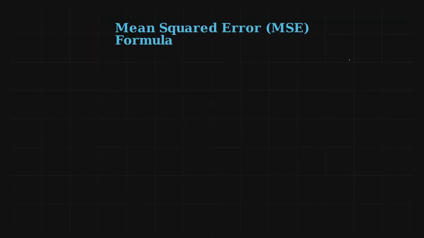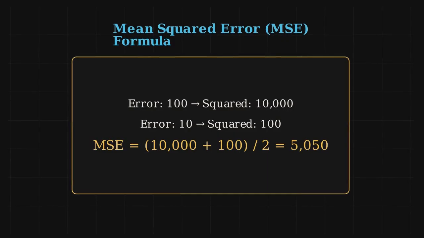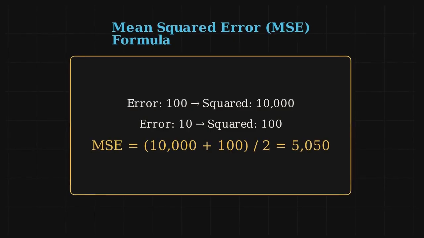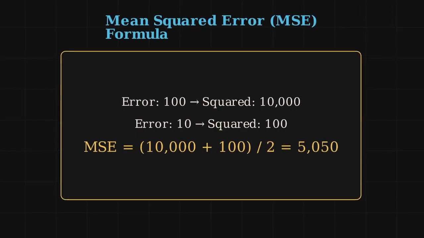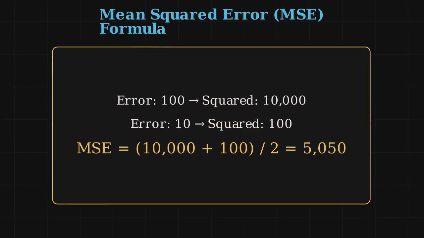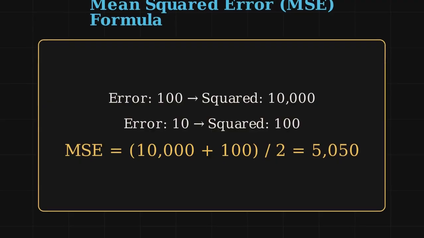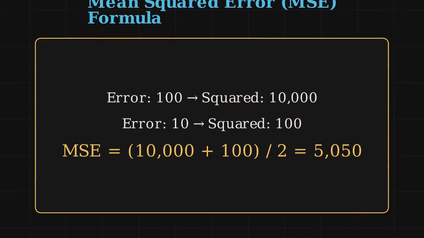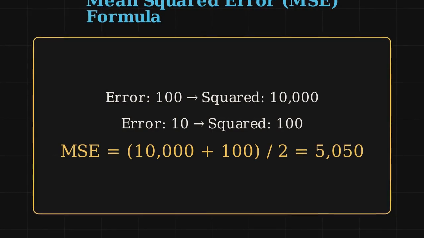The most common cost function for regression is mean squared error, or MSE. Here's how it works: take each prediction error, square it, then average all squared errors. Why square? It exponentially penalizes large mistakes. A $100 error becomes $10,000 penalty. A $10 error becomes $100 penalty. Squaring ensures big mistakes are very costly.